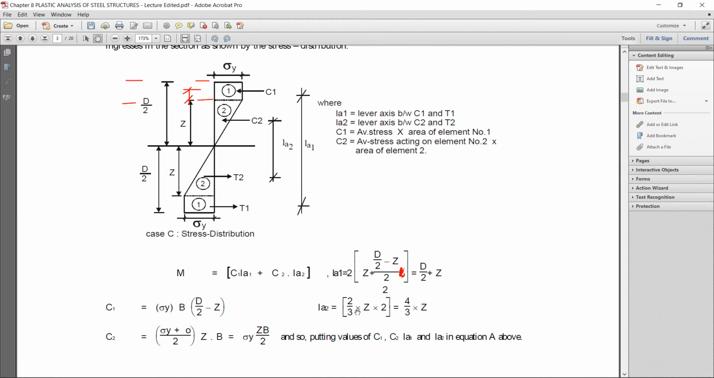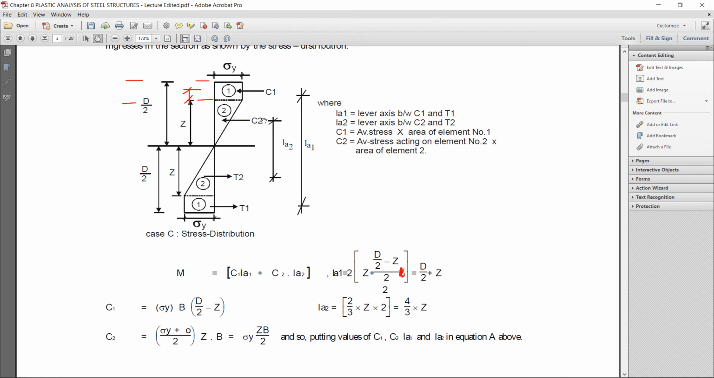That is 2 by 3 z multiplied with 2. Why? You have performed in structural analysis many times, to get the centroid of this triangle, from this vertical side the length is 1 by third, and from this side to this side, that is 2 by third. So to get this centroid to this neutral axis depth, that is 2 by third z. So that's why 2 by third z multiplied with 2 for the bottom side also. So lever arm 2 becomes 4 by third z. We have got both lever arms.